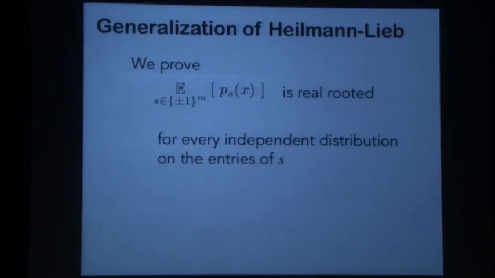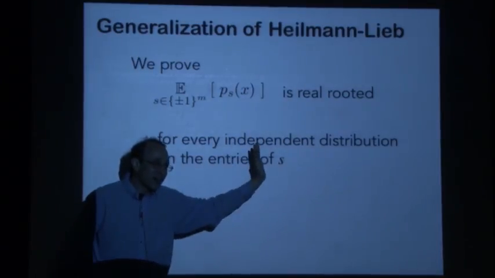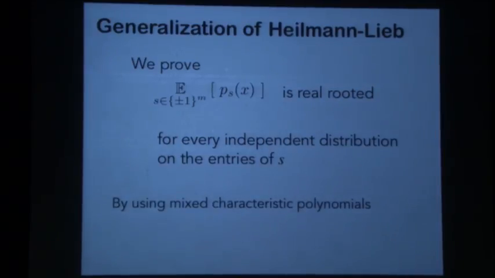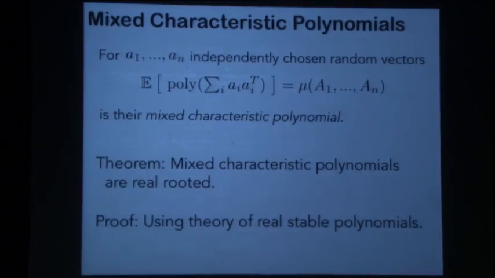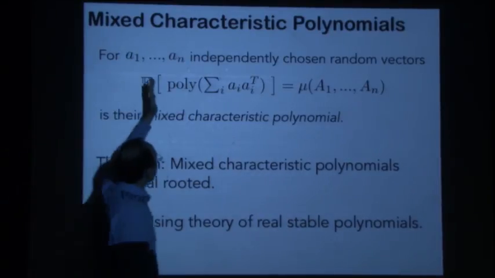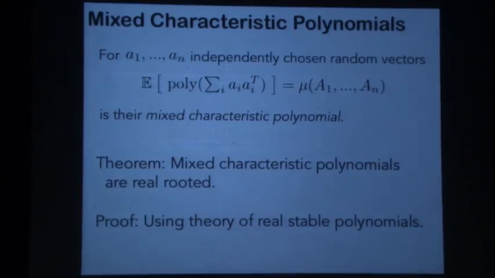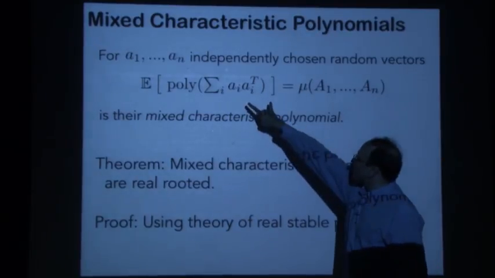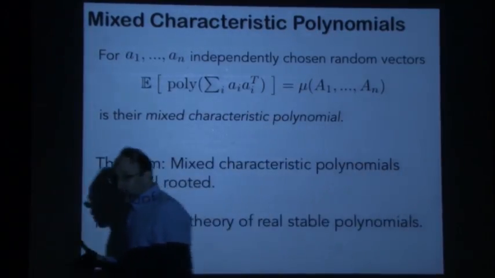What we do prove in the end is that whenever you have an expected characteristic polynomial like this, as long as the distribution on the signs is independent, it doesn't matter what they are, but each sign must be chosen independently, you will always get a real-rooted polynomial. The way we do it is by the method of mixed characteristic polynomials that I introduced last lecture. For those who weren't here, I'll remind you: a mixed characteristic polynomial is what you get when you have a collection of independently chosen random vectors and take the expected characteristic polynomial of the sum of their outer products. We proved that those are always real-rooted.